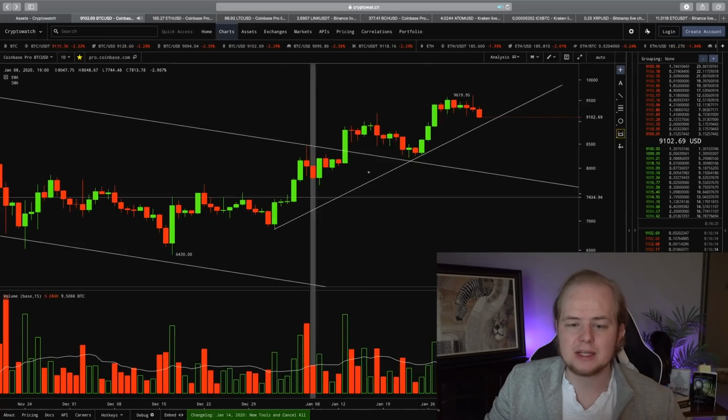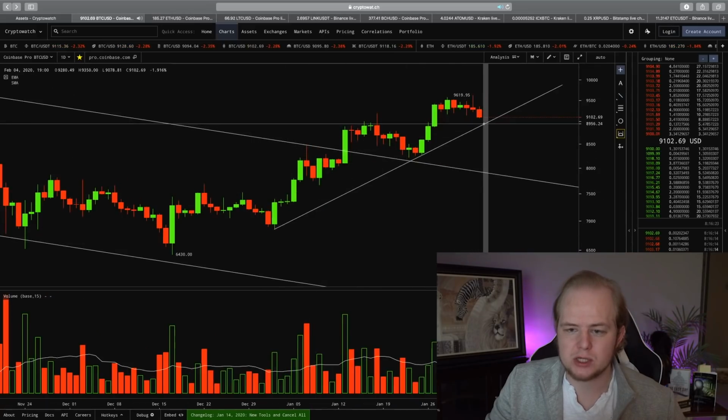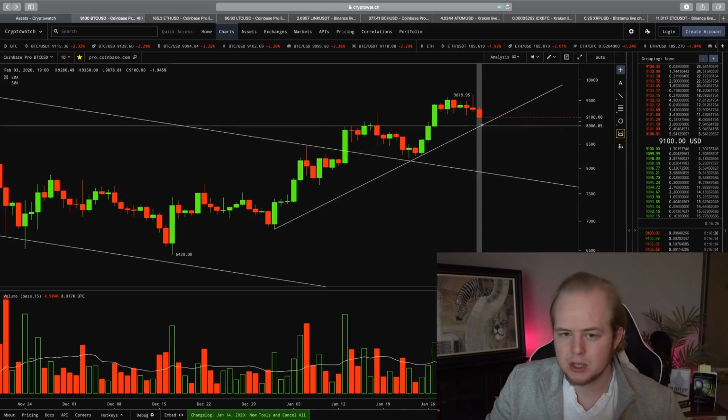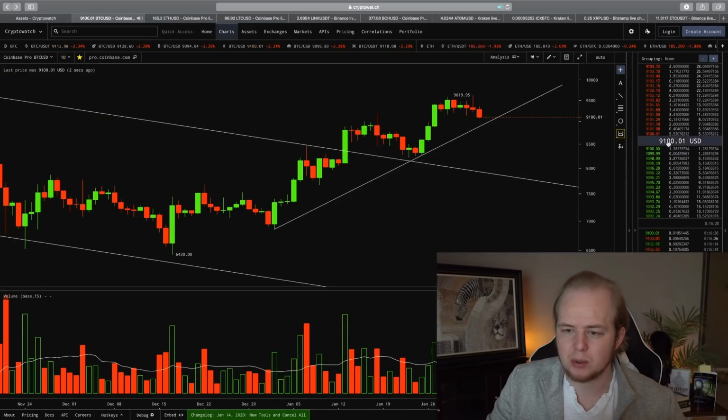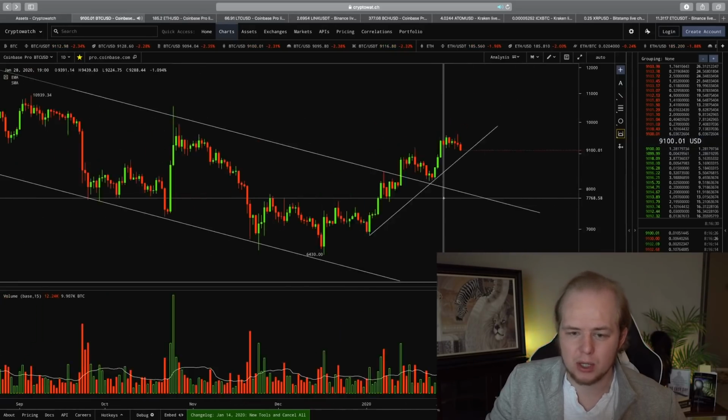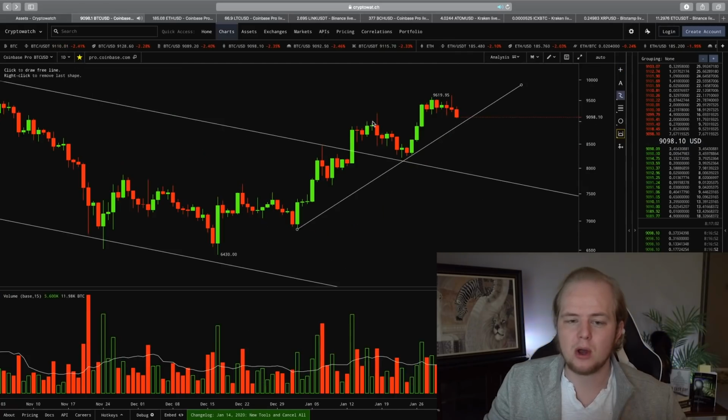One area to keep an eye on is where the upward sloping trend is coming in right now, which is going to be around 8,900. So definitely keep your eye on 8,900 if Bitcoin does continue below 9,100. This upward sloping support line also coincides with our previous resistance, and that is coming in at about 8,900.